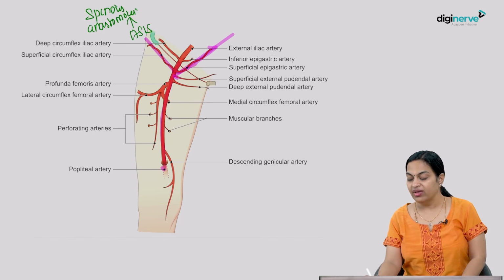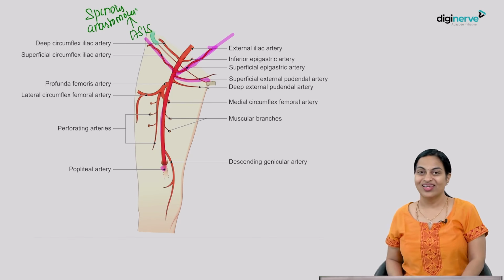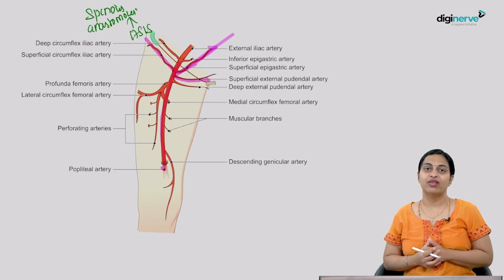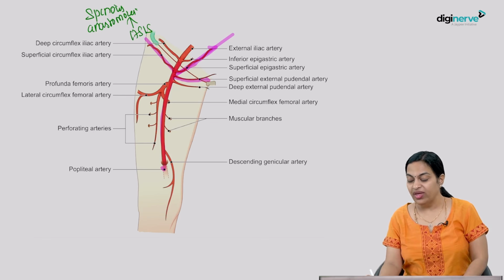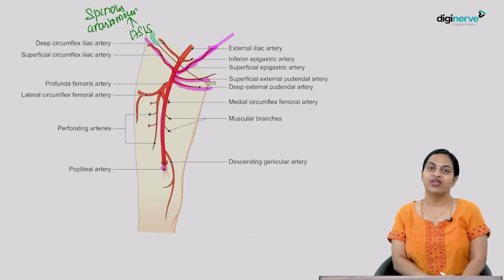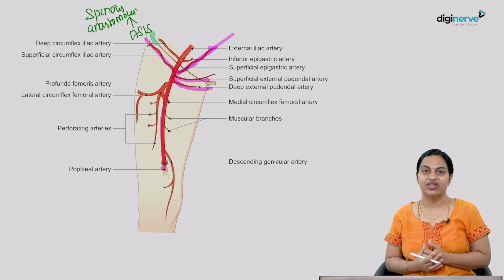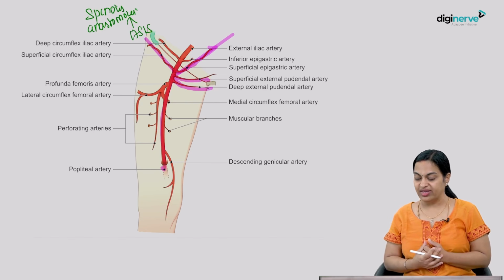And this one going medially, related in front of the spermatic cord, superficial external pudendal artery, going behind the spermatic cord, deep external pudendal artery. The pudendal refers to perineum, external genitalia, right? So the superficial and deep external pudendal arteries supply the perineum, the external genitalia.